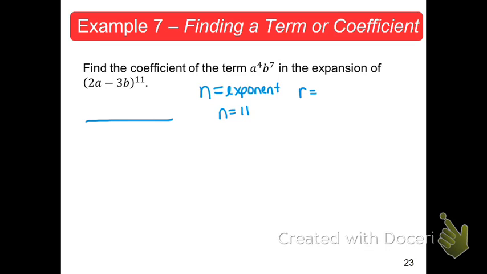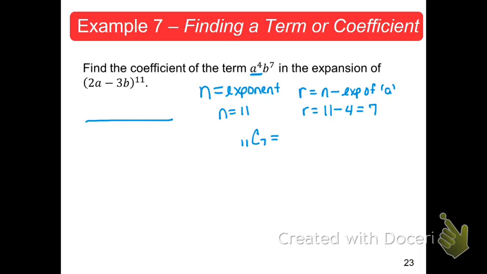Okay, the way r is going to work, r is going to be n minus the exponent of the first part. So in this case, it's going to be the exponent of that a. So you told me n was 11, minus, what's the exponent on the a right there? So it's 11 minus 4, which is 7. So I know to find the binomial part of the coefficient, I can use 11C7 and find what that is. So go ahead and do that.